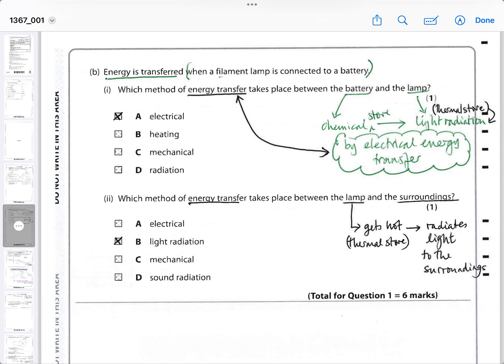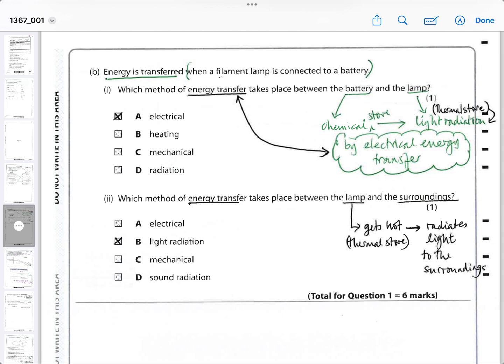Okay? Whenever a charge moves due to an electric field, or a battery, then we say electrical work has been done. Next question is, which method of energy transfer takes place between the lamp and the surroundings? Well, the lamp gets hot, so it has a thermal store, and then it radiates light because it gets glowing hot, in other words, white hot. So the light radiates to the surroundings. So the method of energy transfer between the lamp and its surroundings is the radiation of light. Okay, so that's another form of energy transfer.